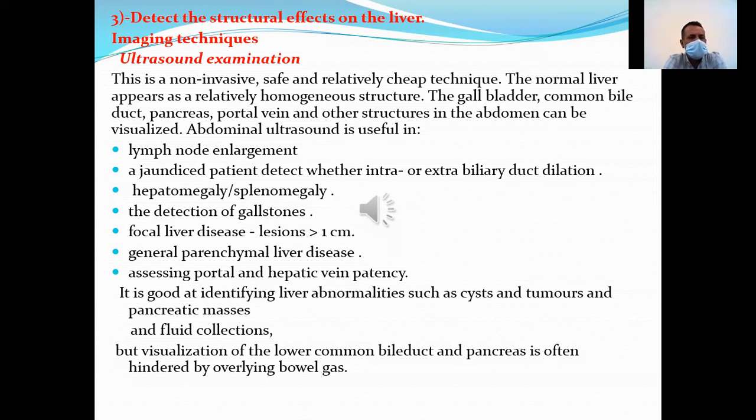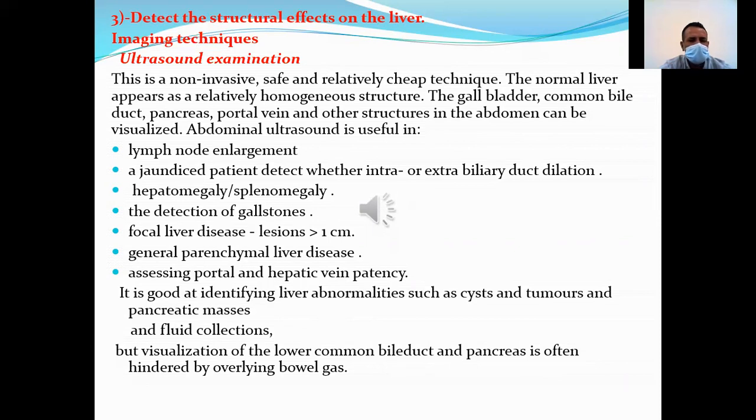If there is a large liver or enlarged spleen, it can be detected by ultrasound. The ultrasound detects if there is a gallstone. Focal liver disease more than 1 cm can be detected. If less than 1 cm, it is difficult to detect by ultrasound. We need other tests, like CT or MRI. But a nodule more than 1 cm can be detected by ultrasound. General parenchymal liver disease, for example fatty liver, can be detected by ultrasound.